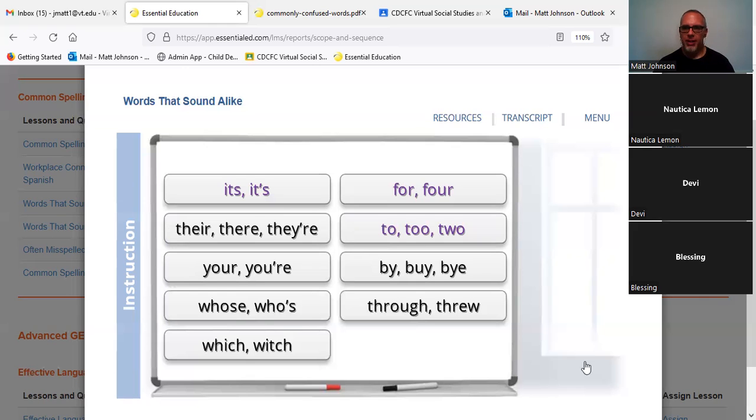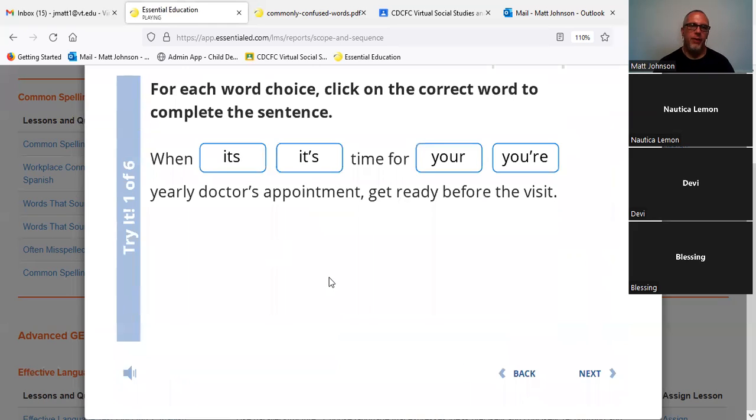So let's see if we get some examples here. Now, let's see if you can choose the right word. For each word choice, click on the correct word to complete the sentence. And it doesn't matter what choice we put in there, it's going to sound the same. So you just say, when it's time for your yearly doctor's appointment, get ready before the visit. If I'm telling you that, you're not worried about the spelling, but if I'm writing that, it can confuse you and it may look awkward. It may take an extra second for you to understand what somebody is saying because they have to correct your grammar for you, correct your spelling.